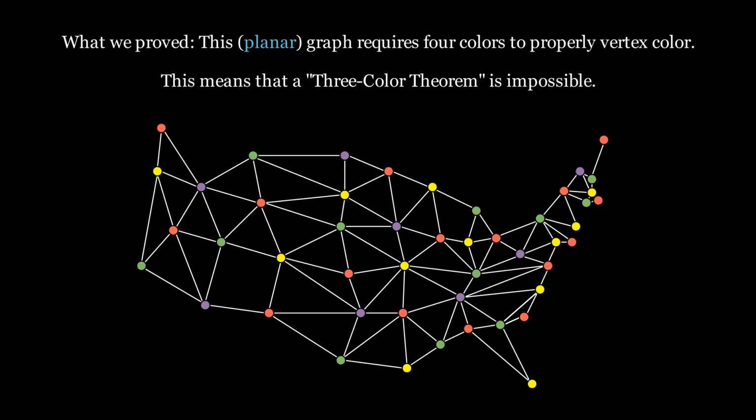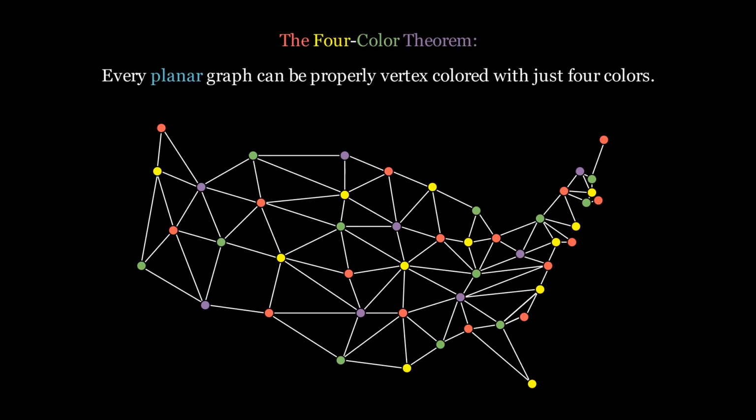But what will work, and which is kind of astoundingly true, is the 4-color theorem. Every planar graph can be properly vertex colored with just 4 colors. No matter how convoluted you try to draw a graph or a map, as long as no edges cross, you can color it like I have with only 4 colors, and you'll never need a 5th.